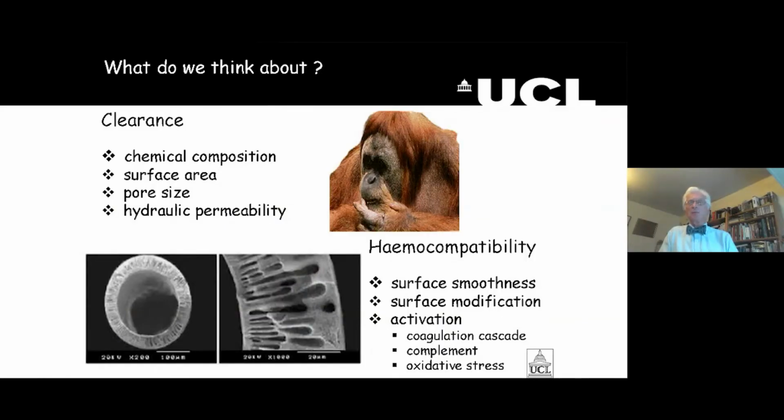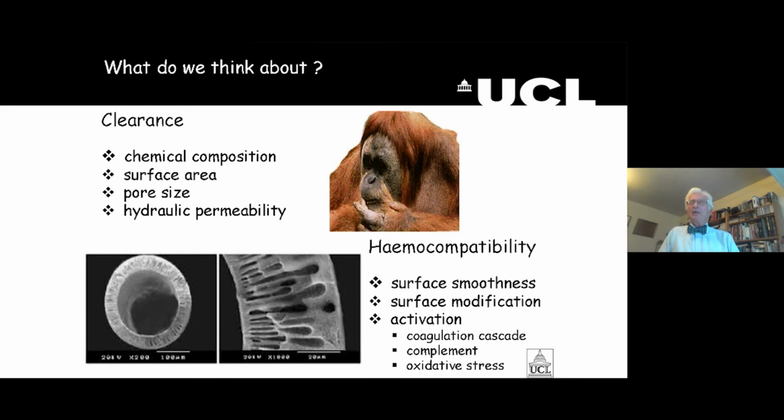So, in the next slide, if we think about dialyzers, one of the issues that goes through our minds would be the clearance. We're thinking about the surface area of the dialyzer, the pore sizes, the chemical composition of the polymer, and the hydraulic permeability. How permeable is the dialyzer to movement of water? And then hemocompatibility, the smoothness of the surface. Has there been any modification of the surface? And then as blood goes across the dialyzer, what is the inflammatory reaction in terms of generating free radicals, and also in terms of the risk of clotting of the dialyzer?